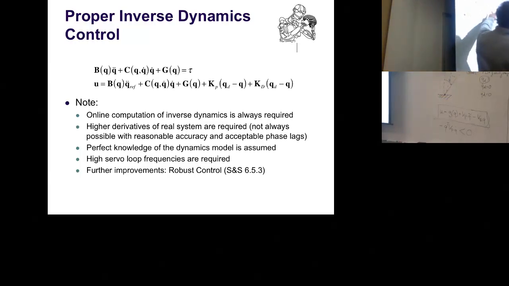Small problems is that you may need higher derivatives sometimes, and they can become noisy. You definitely need velocity in here. Velocity is usually the numerical derivative of a position sensor. That's already noisy.